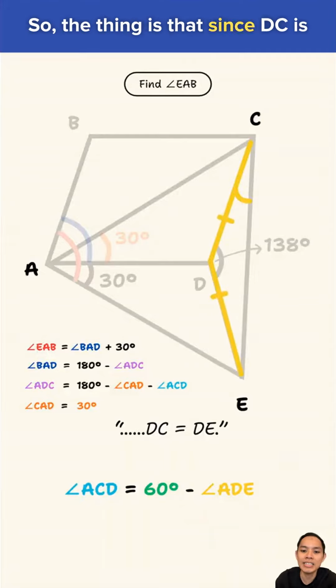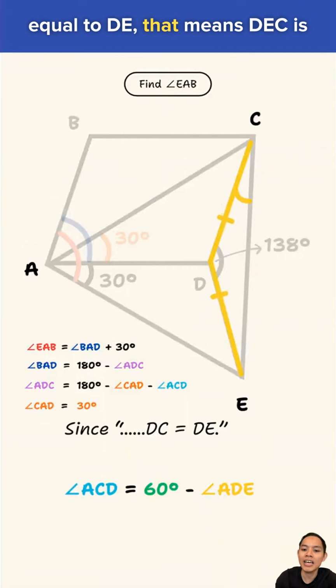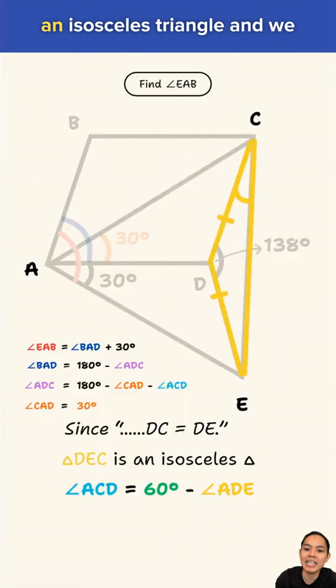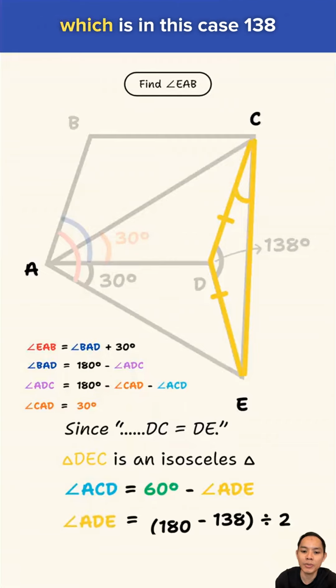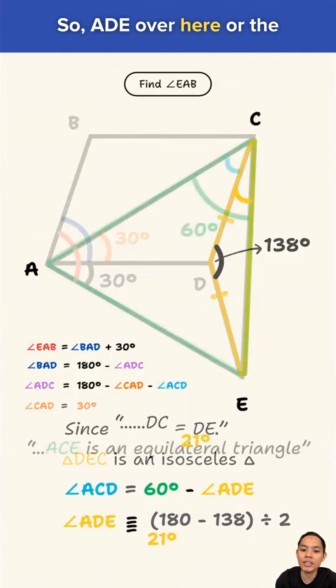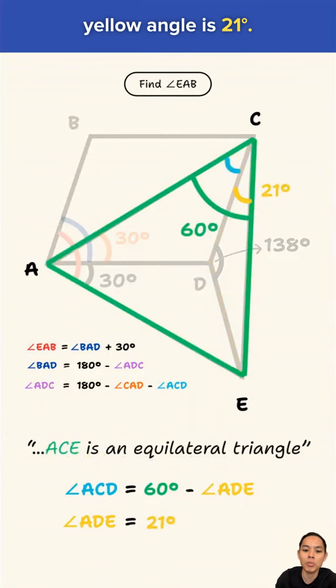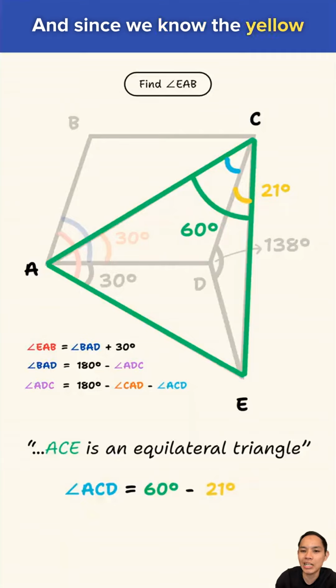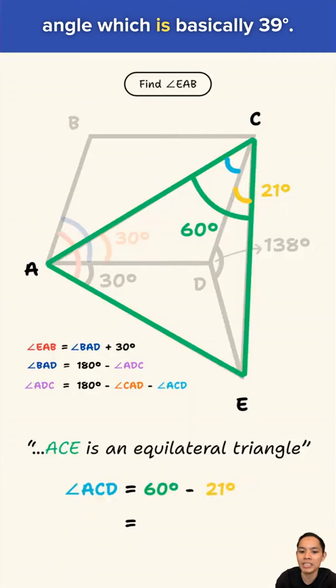Since DC is equal to DE, that means DEC is an isosceles triangle, and we also know one angle of it, which is in this case 138 degrees. So ADE over here, or the yellow angle, is 21 degrees, and since we know the yellow angle, we can get the blue angle, which is basically 39 degrees.